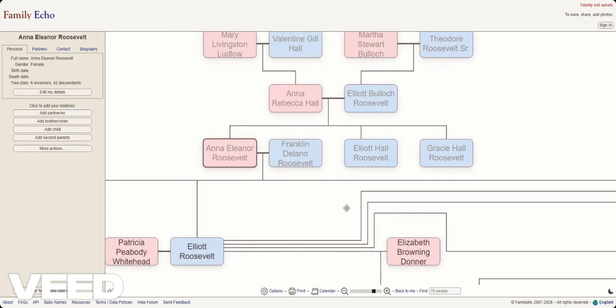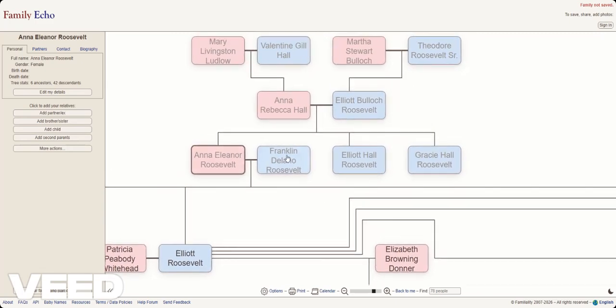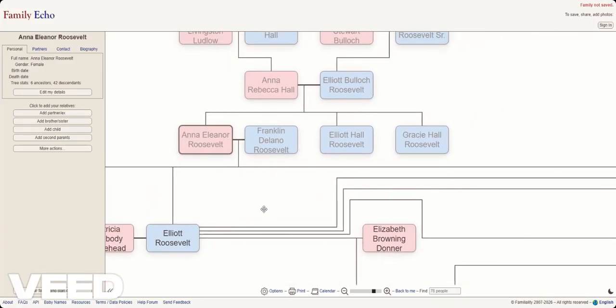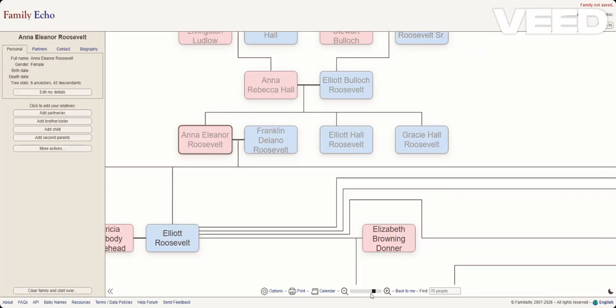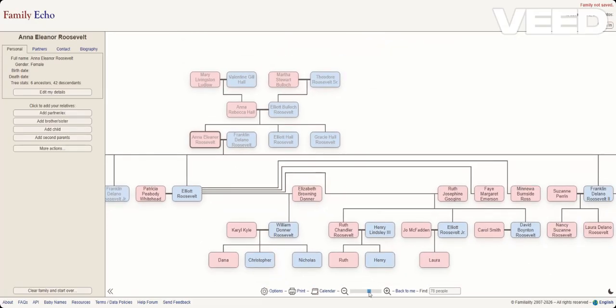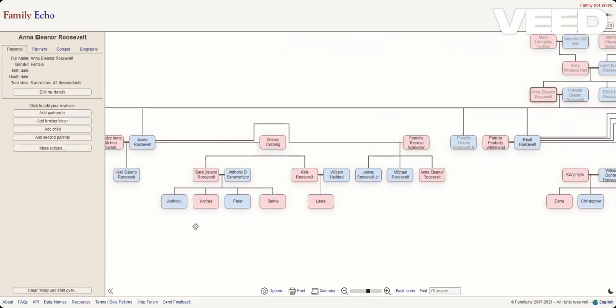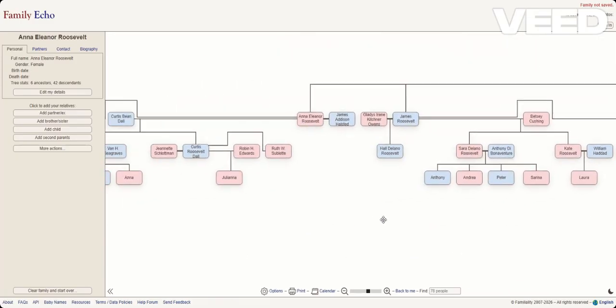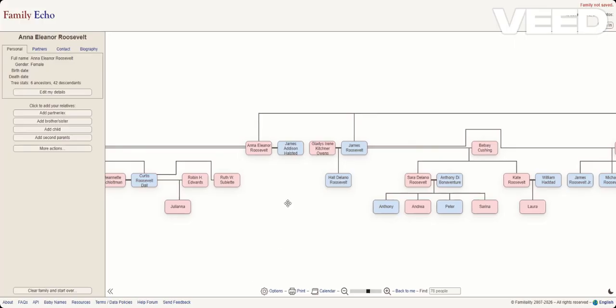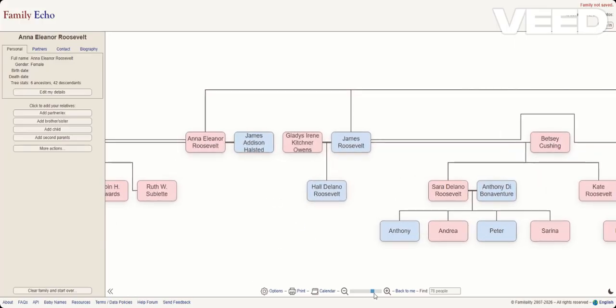So, she married her fifth cousin once removed, so her father's fifth cousin, Franklin Delano Roosevelt, and they had 6 children together, 5 of whom would survive adulthood. But they were married in 1905 when her uncle Theodore Roosevelt was in his second term as President of the United States. So, about their children, let's start with the oldest, which is Anna Eleanor Roosevelt.